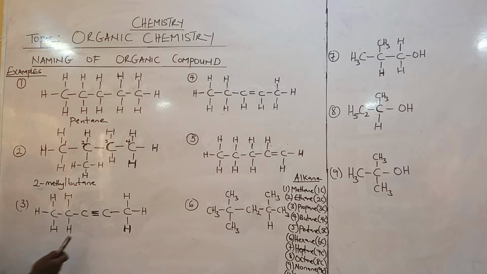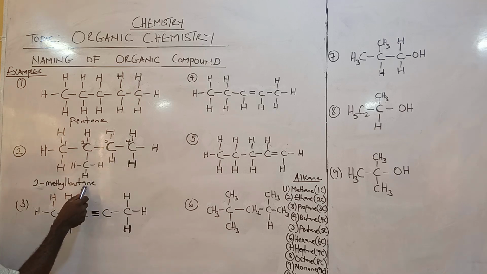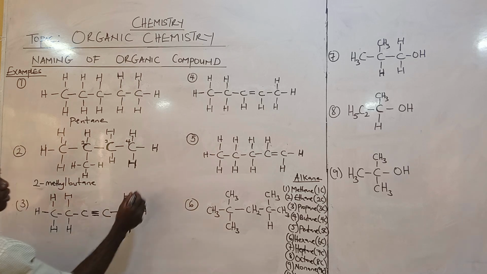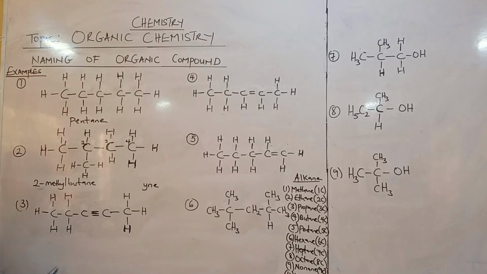Now let's see the other one. These are single bond compounds, that's why the name ends with ane. But we have a triple bond here, so it will end with yne, because it's an alkyne. Is that okay? And what type of alkyne? That's what we want to name.